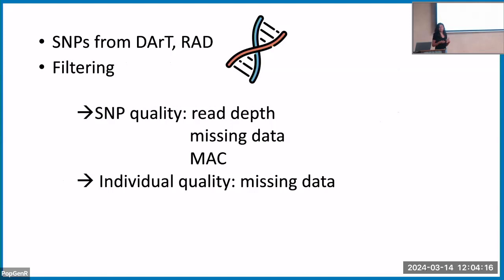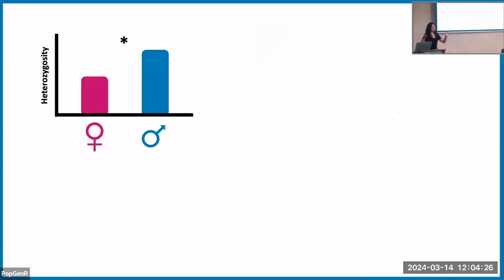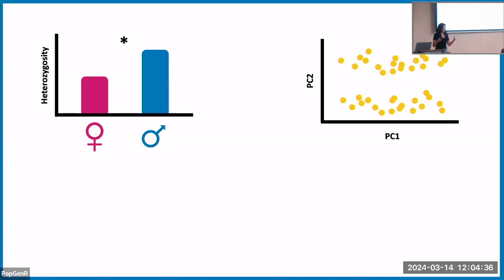You filter for SNP quality, read depth, missing data, minor allele count or frequency, and individual quality, removing individuals with a lot of missing data. And then you get some results, right? You look at heterozygosity and you find that females are significantly less heterozygous than males. You also find that the population appears to be divided into subgroups, and you find 91 parent-offspring relationships.